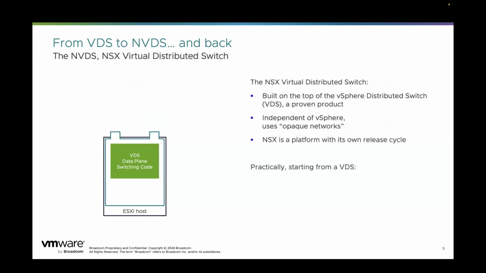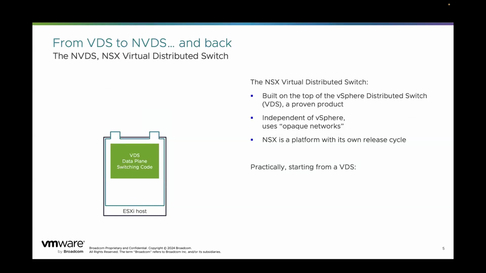With NSX, we introduced a new virtual switch when we released NSX, called the NSX Virtual Distributed Switch, or nVDS. The name was engineered so that it included VDS inside of it so that our customers are familiar and comfortable using it. And indeed, the nVDS, as it is running on the ESXi host at least, is pretty close to the VDS anyway.